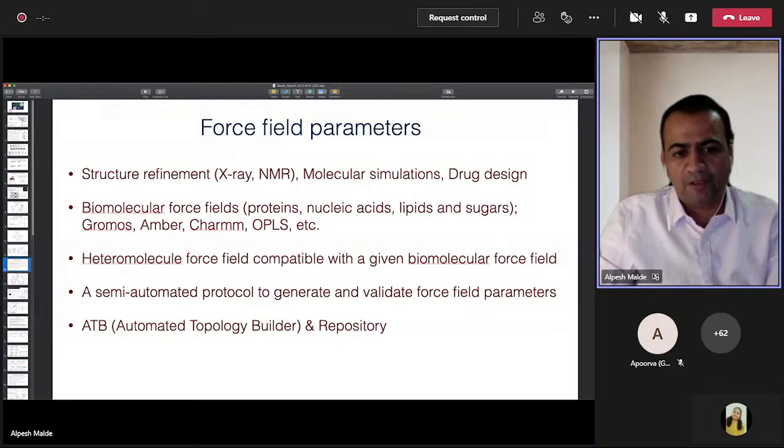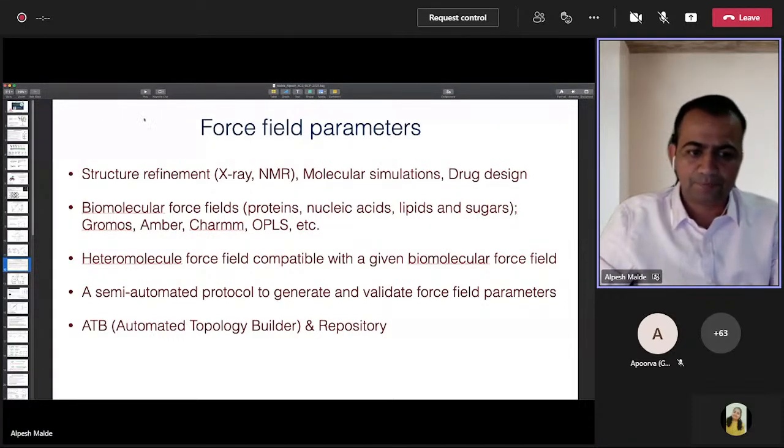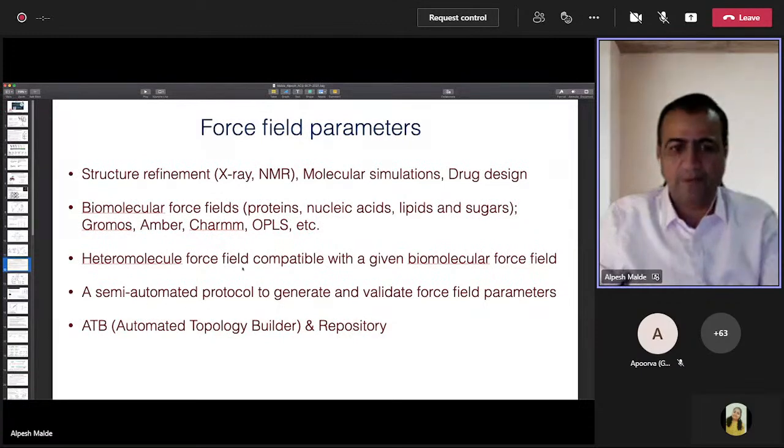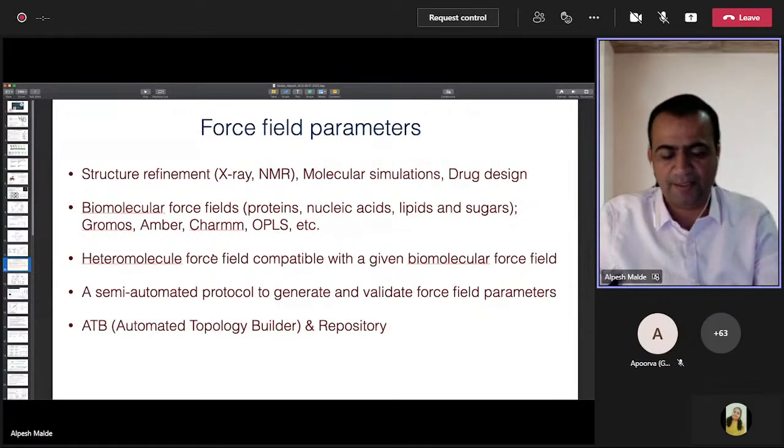Now for most of the biomolecules, including proteins, nucleic acids, lipids, and sugars, we have very well established parameters. Some of them include GROMOS, AMBER, CHARMM, and OPLS. But when we have a small drug or drug-like molecule, what we call heteromolecules, we need a force field for those molecules which is compatible with the given biomolecular force field. With the limitation of available parameters, I developed a semi-automated protocol where we can generate and validate these parameters. Automation of that process led to what we call the Automated Topology Builder and Repository.